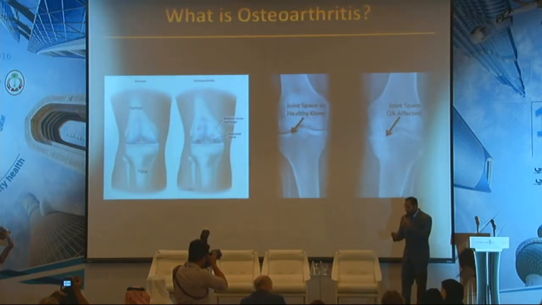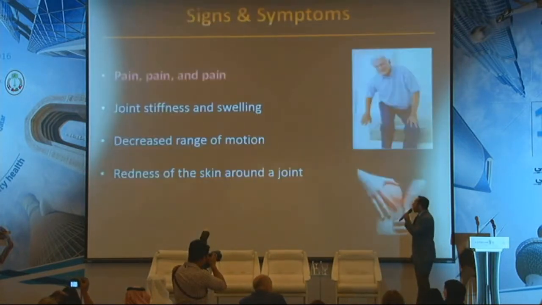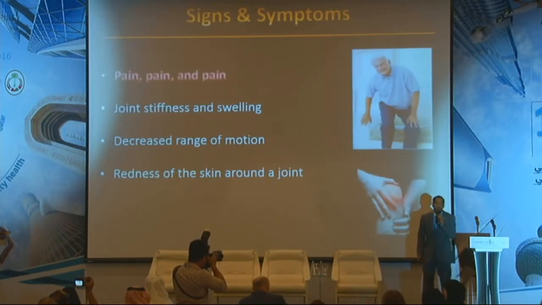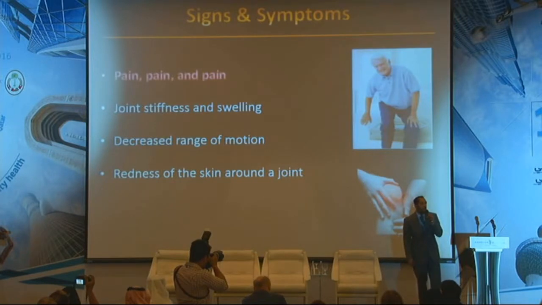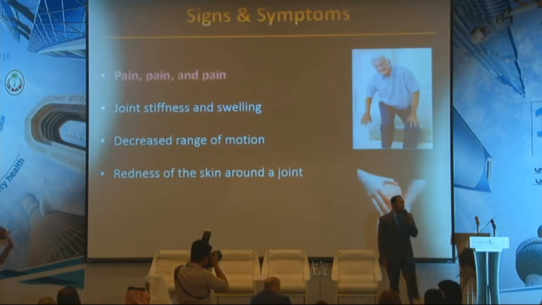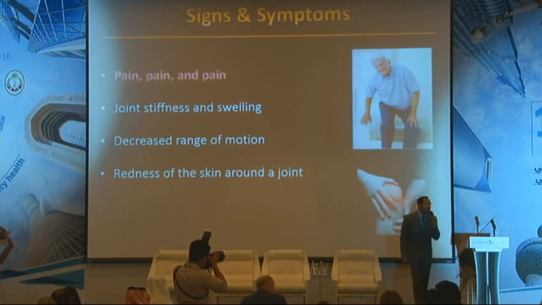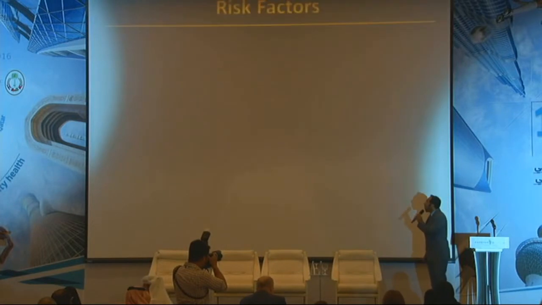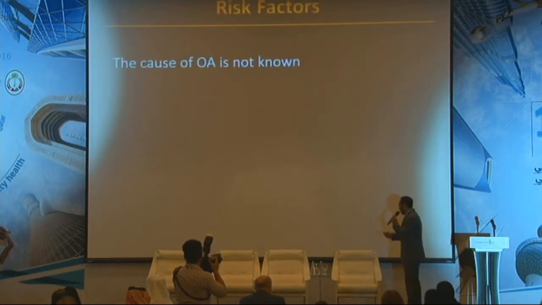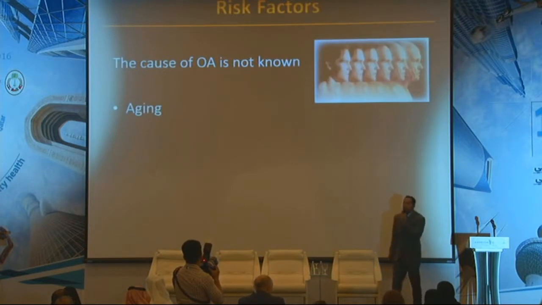pain. That is why one of the main symptoms for people with osteoarthritis is pain. This pain usually happens when you try to move the joint, as well as joint stiffness and swelling, decreased range of motion, and redness of the skin around the joint. Risk factors: unfortunately, we don't know the exact reason for this disease.